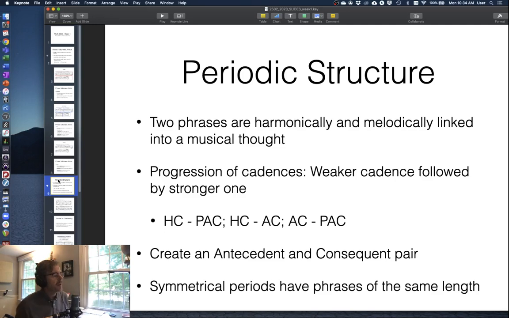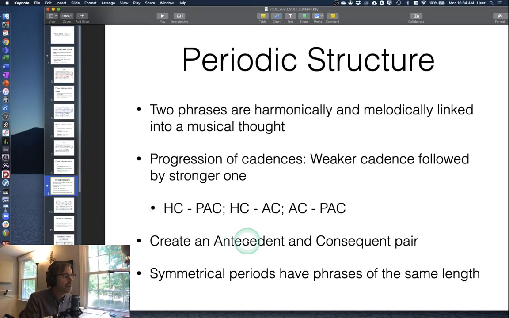And they often create an antecedent and consequent pair, meaning that one must be satisfied by the other. If you have an antecedent that ends with a half cadence, you need to satisfy that half cadence with an authentic cadence of some sort as a consequent. Symmetrical periods have phrases of the same length. Those are the most common type of periodic structure.